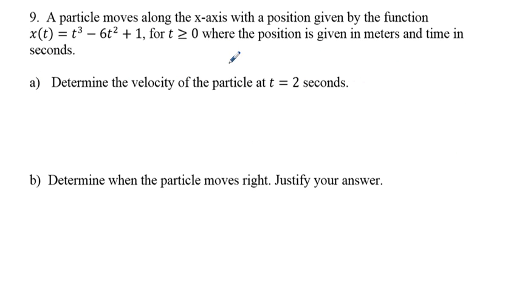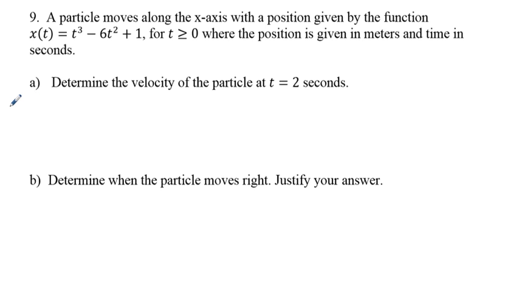A particle moves along the x-axis with the position given by a function x of t equals t cubed minus 6t squared plus 1 for t greater than or equal to 0. The position is given in meters and time in seconds. Kind of a typical free response type problem. Determine the velocity of the particle at t seconds.